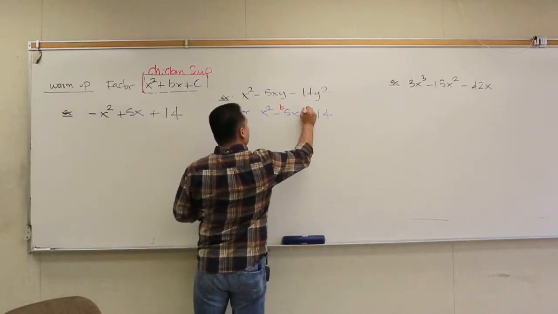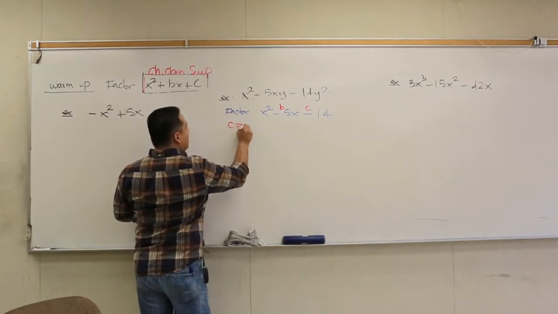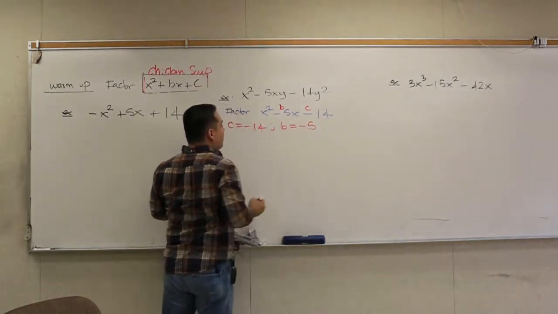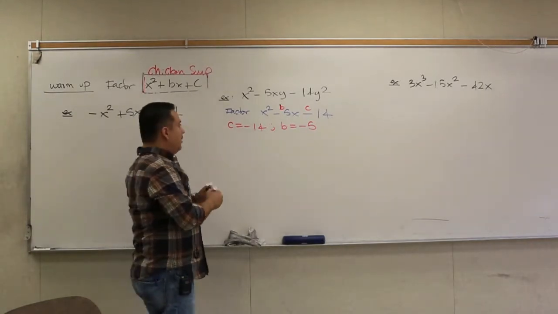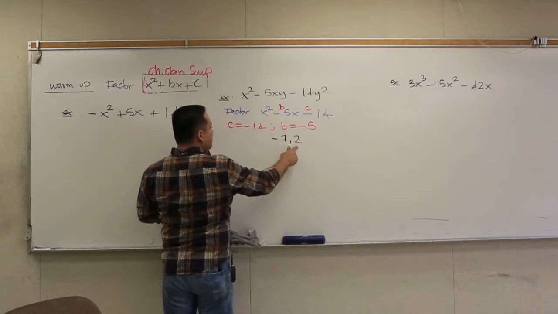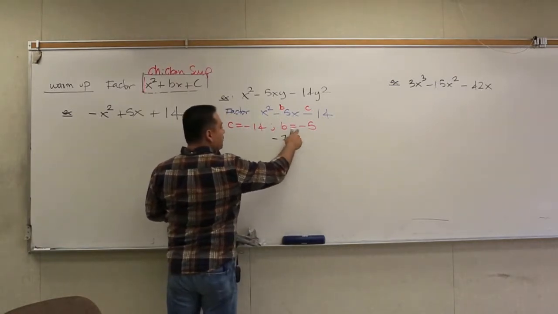Chicken soup. Okay, so you have to tell me what two numbers multiplied together is negative 14, but when added is negative 5. Negative 7 and positive 2. Is that true? Negative 7 times 2 is negative 14. Negative 7 plus 2 is negative 5.